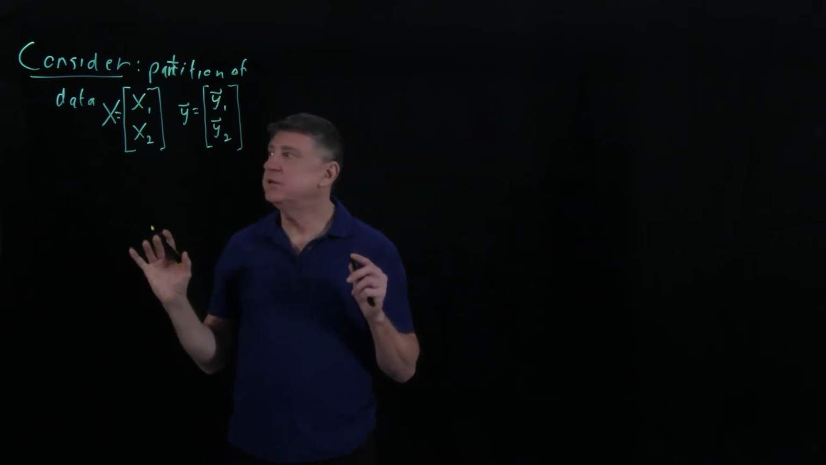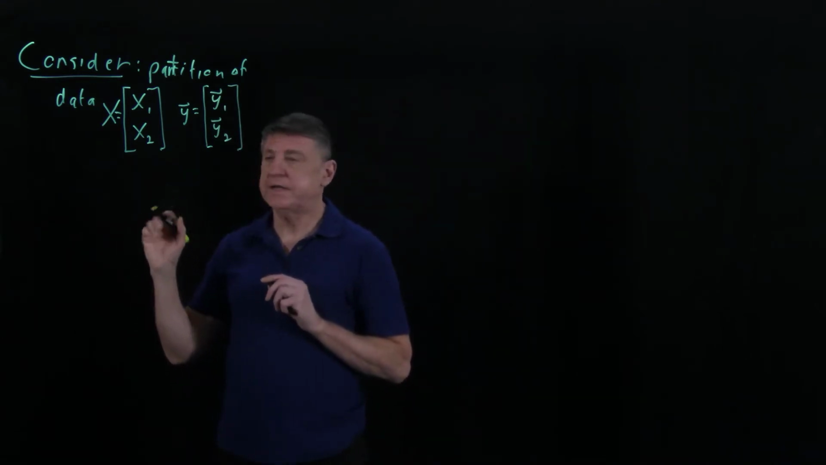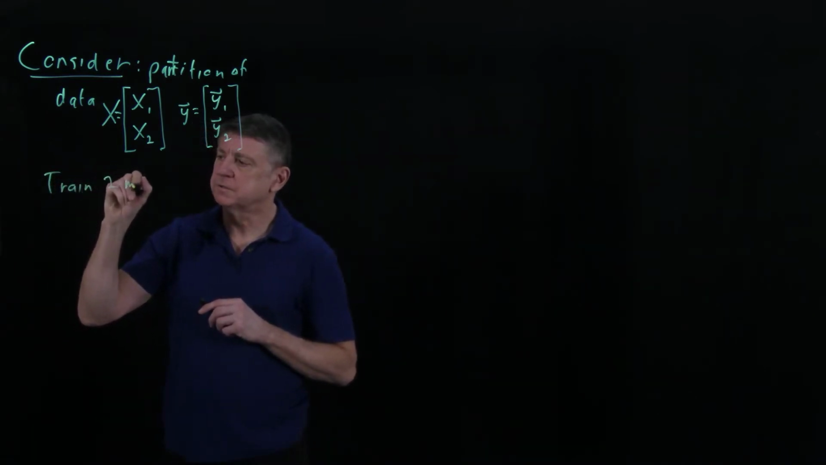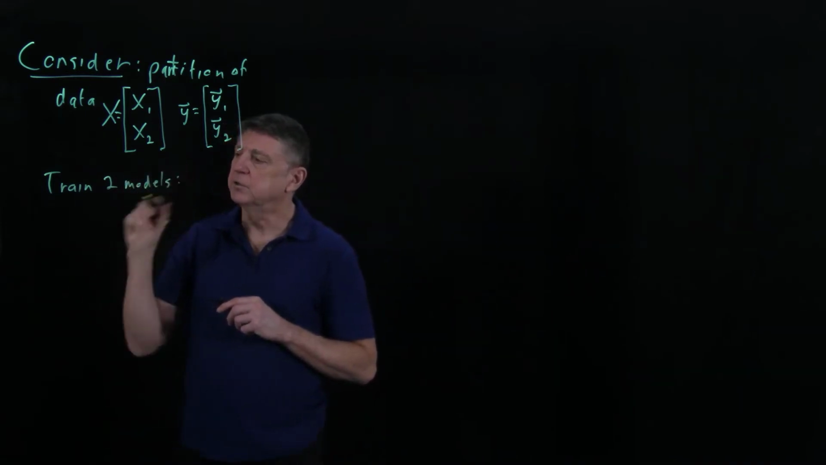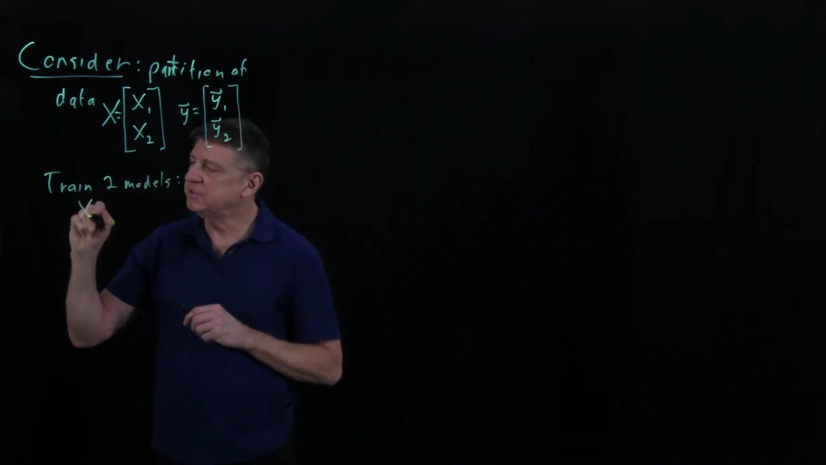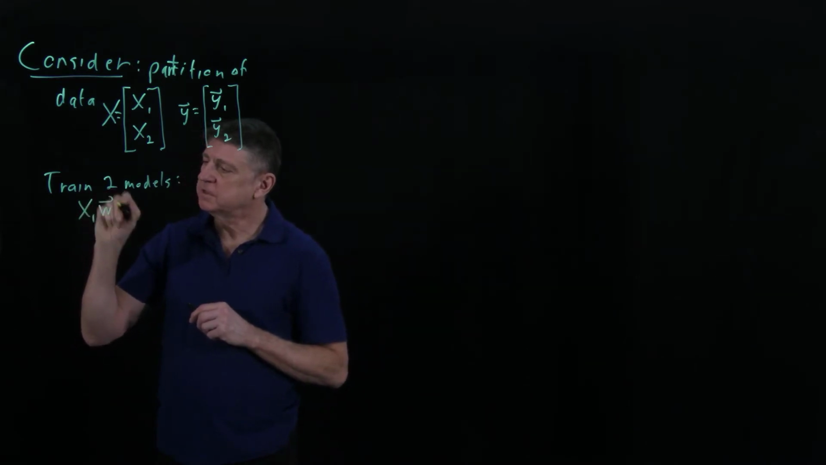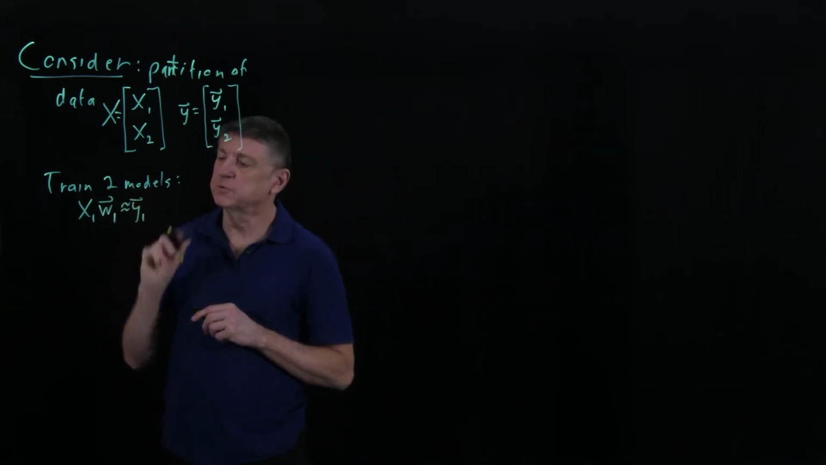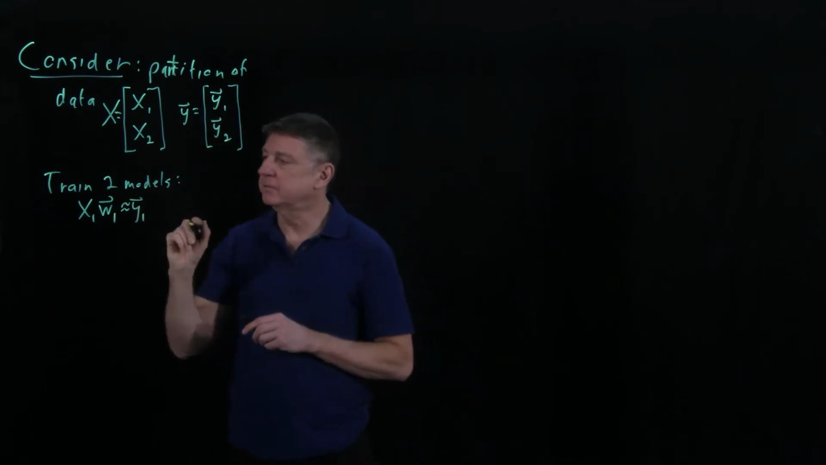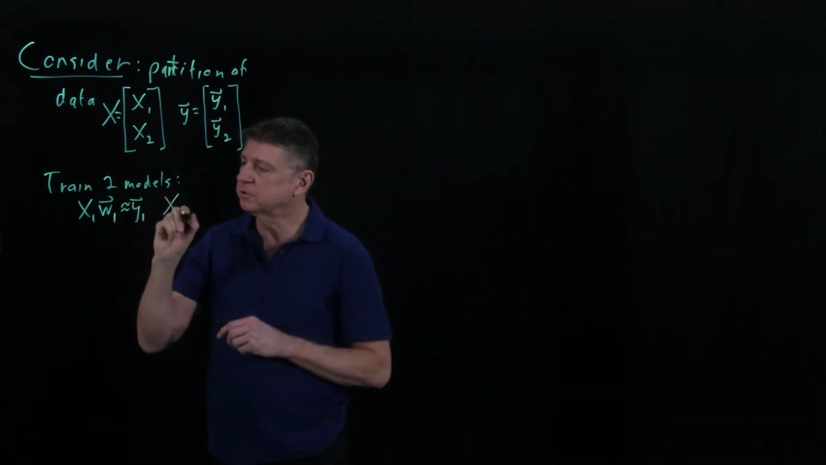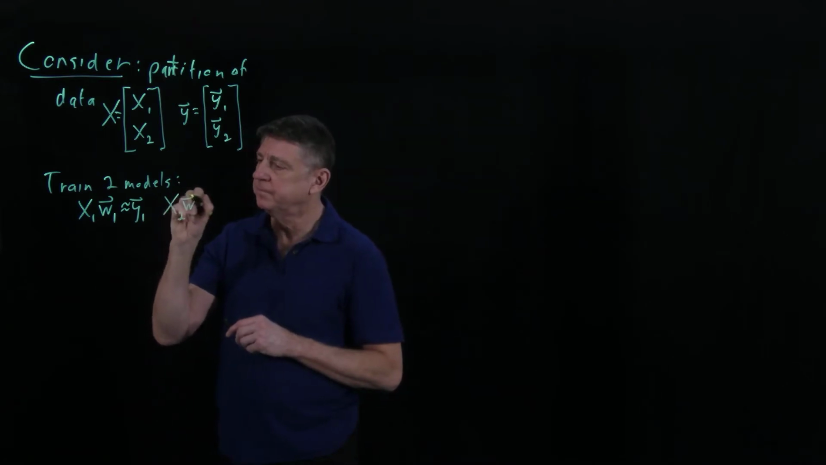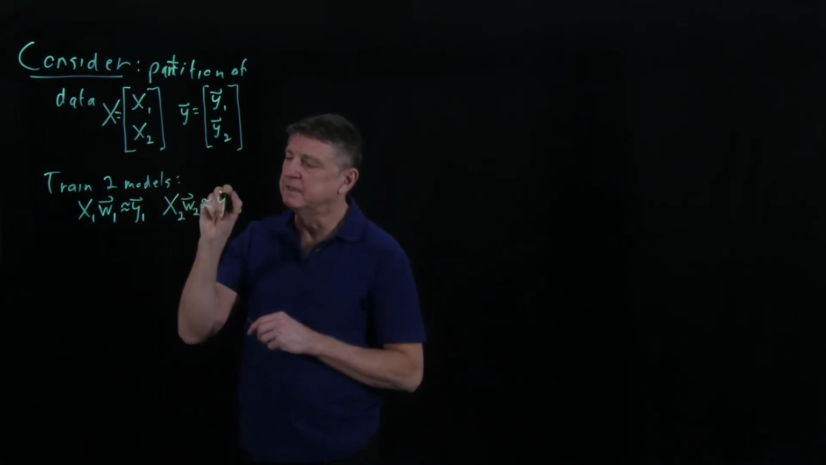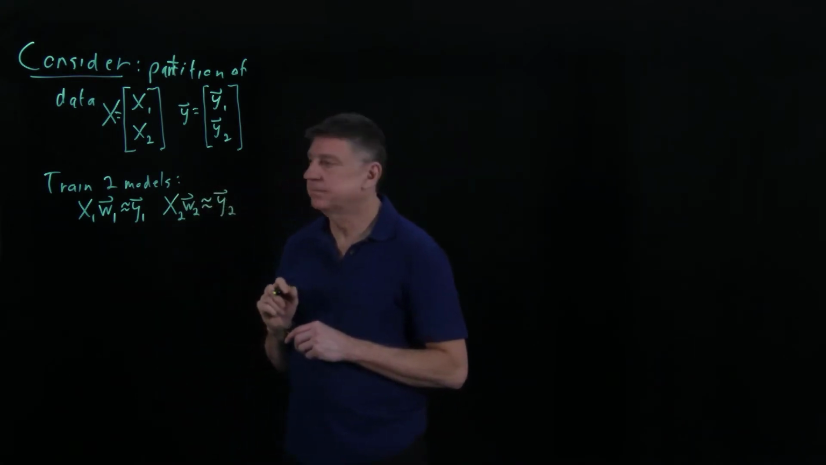And what we can then do is we can then train twice. So let's train, and we'll call these models. And what we'll do is we'll say that X1 times a first weight vector is approximately our first set of dependent values. And then what we'll do is we'll train a second model on the second part of the data. So that will be approximately the second part of the dependent data.